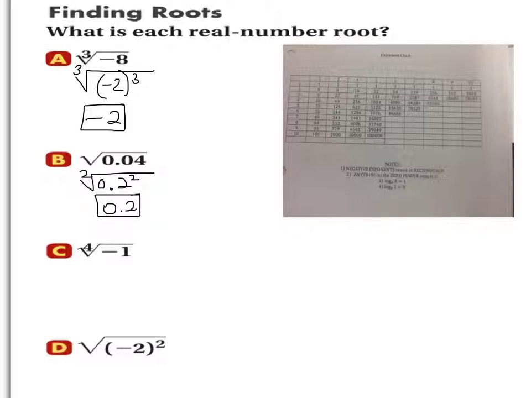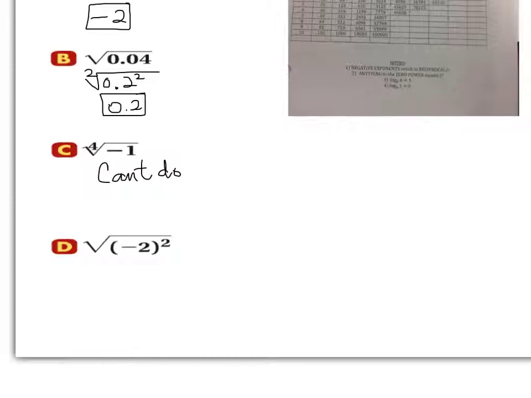C, the fourth root of negative 1. Big alert here. You've got an even root and a negative number. Sorry, can't do this one. And the last one down here, I've got the square root of negative 2 squared. Since it's a negative with an even index, and I have a square in there, I'm just going to make this the square root of 4, which is really the square root of 2 squared. My 2's cancel, and I'm left with a big 2.